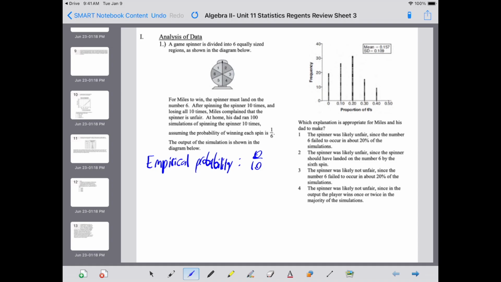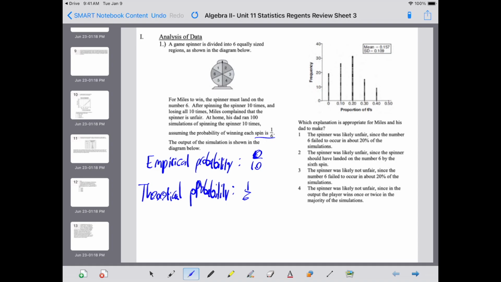At home, his dad ran 100 simulations of spinning the spinner 10 times. The probability of winning each spin is 1 out of 6. The output, so the theoretical probability, is 1/6. The output of the simulation is shown in the diagram below. Which explanation is appropriate for Miles and his dad to make?